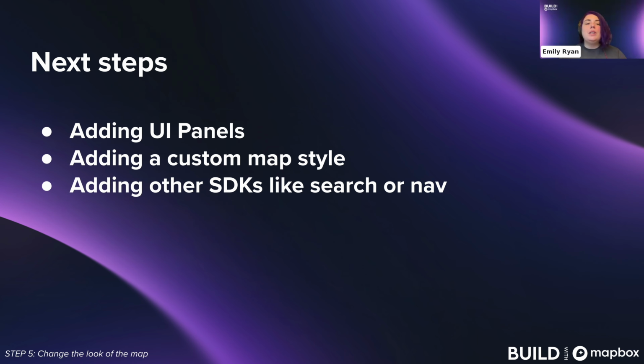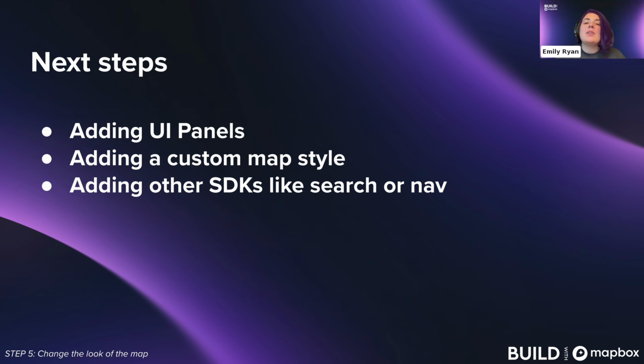But if, say, for instance, you really needed really specific branding for whatever company you're working for, you can go in using Mapbox Studio and make your own custom style that matches whatever your branding needs are. And then lastly, you can do other things like adding SDKs like search or navigation.